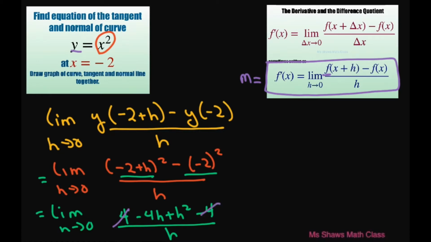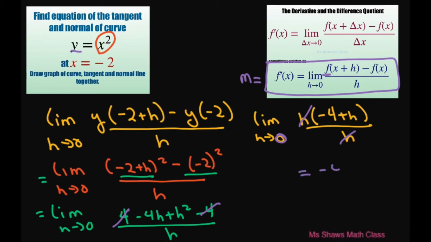Now I'm going to factor out an h. So we get the limit as h approaches 0. You factor out an h. That's going to give you negative 4 plus h divided by h. Or you could just divide each piece by h. All right, and you substitute in the 0 here, you're going to get negative 4. So our slope equals negative 4.